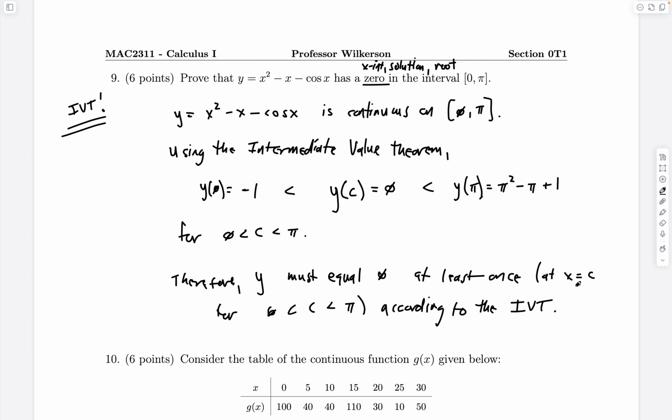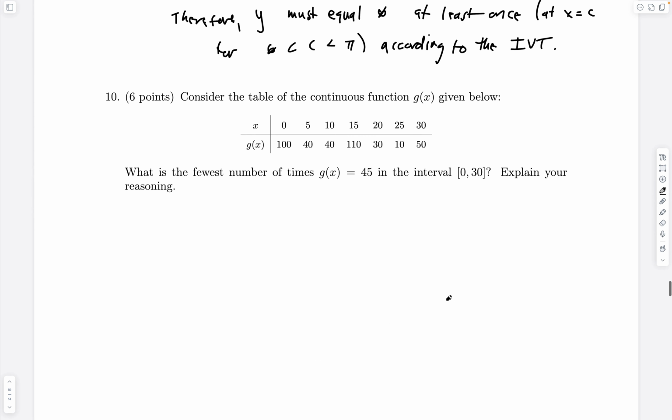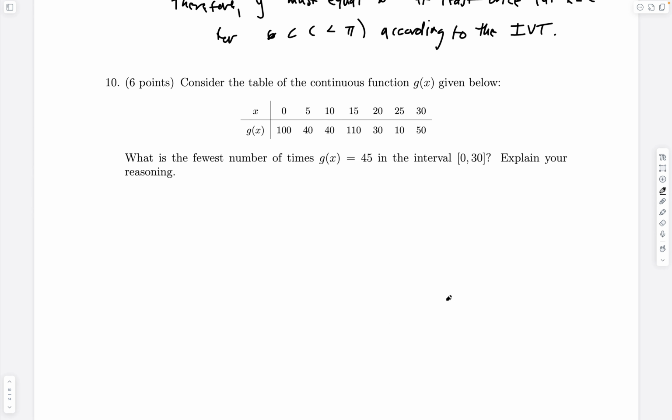Following up on question 9, we have question 10. Now, question 10 is giving us a table. Note that it's telling us that these values in the table are for a continuous function, right? So we have a continuous function g where this is just some selected values from that function. And the question is saying, what is the fewest number of times that g of x could equal 45 on the interval 0 to 30?